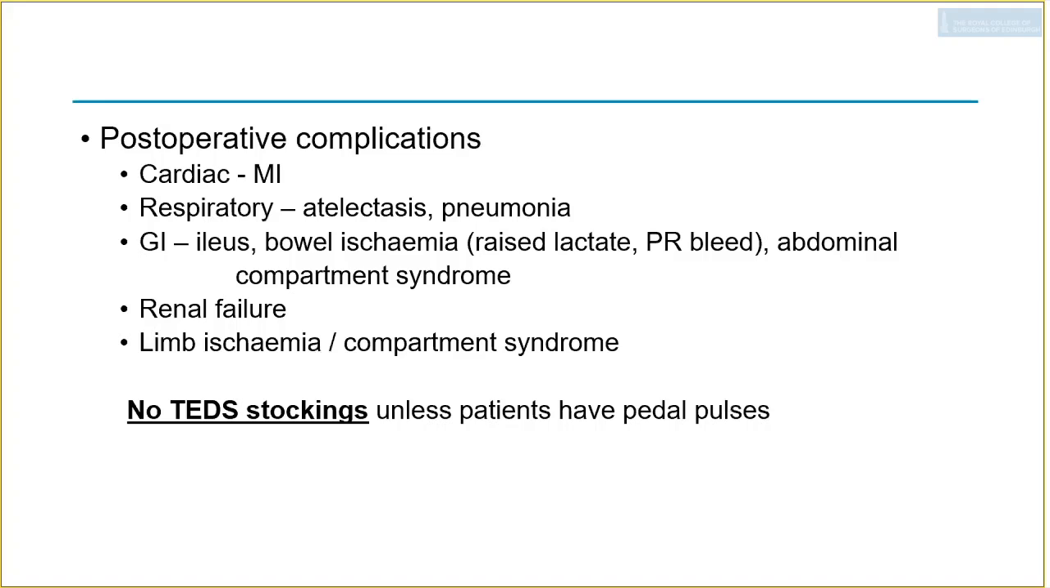Post-operatively, what would you be looking out for? You may be looking out for cardiac complications such as MI, because of clamping and declamping the aorta, and also because of the loss in blood volume. They may get respiratory complications, atelectasis, pneumonia. They could get GI complications. Typically, they go into ileus. They may get bowel ischemia because the inferior mesenteric artery is ligated, and also that in combination with vasopressors, in combination with low blood pressure, may cause typically the sigmoid colon to become ischemic.